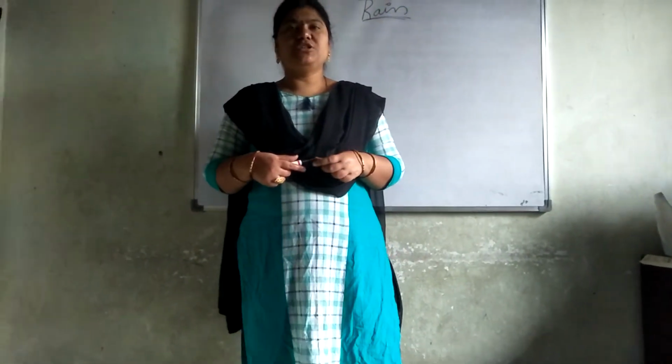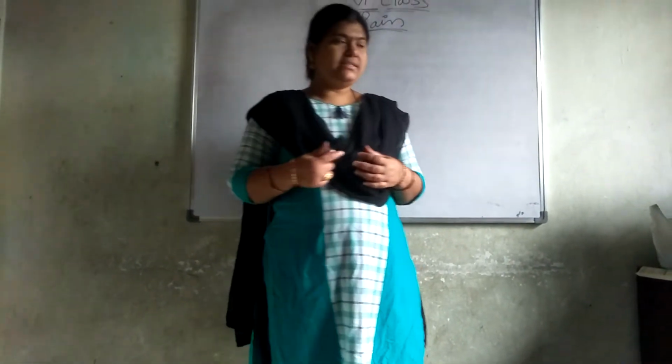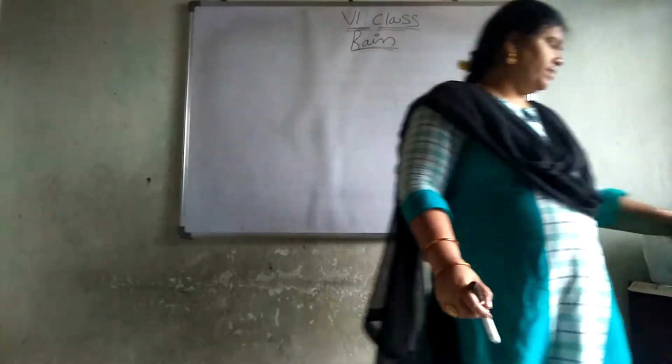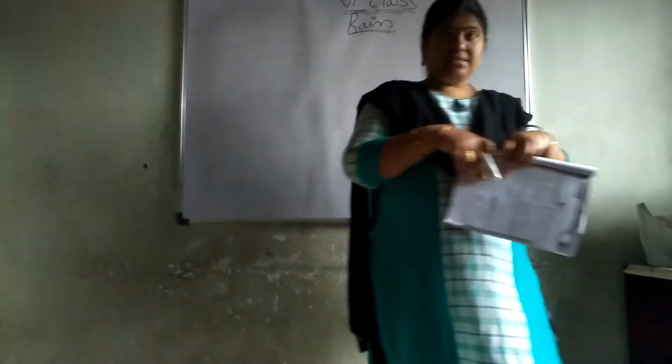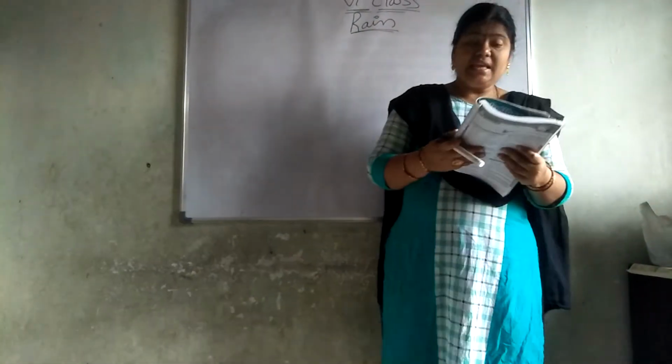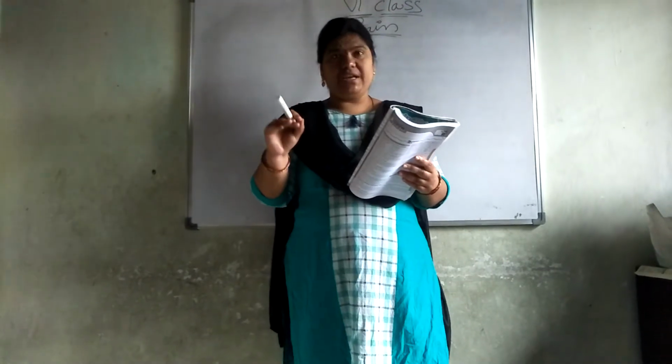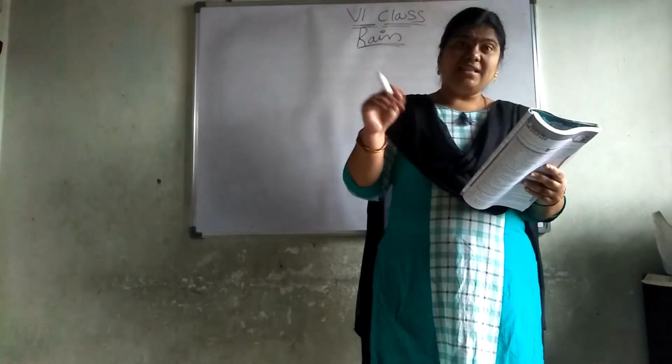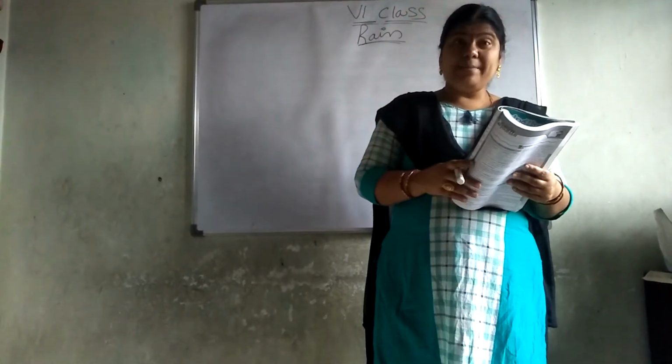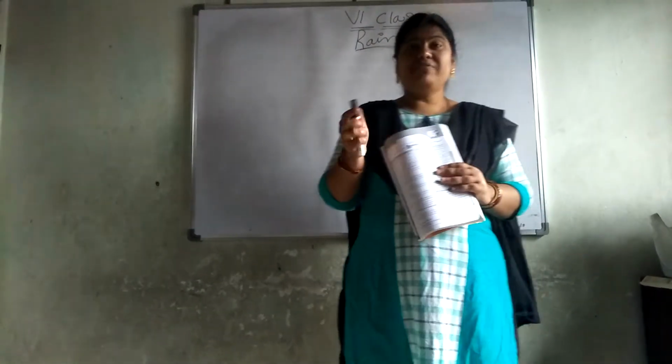So we are going with today's rain lesson question answers. In that, the first very important question is: if it is raining in a village, you don't find it in another village. Why do you think it happens so? We will have rain in one particular place.